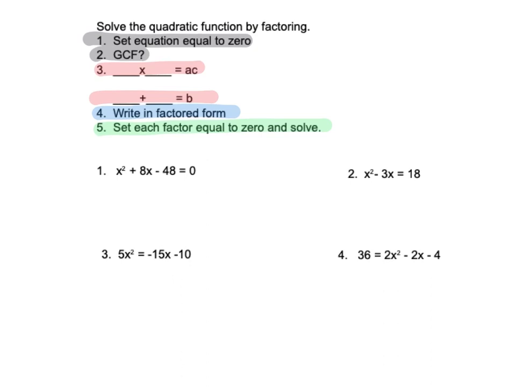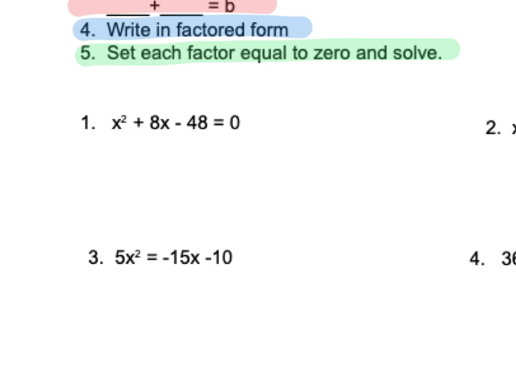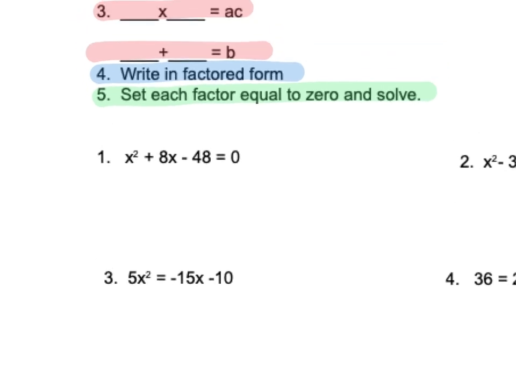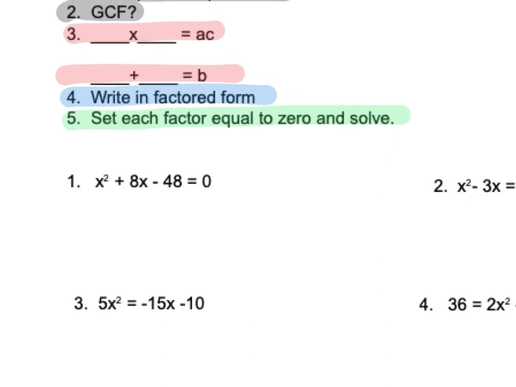So if we look at our steps, set it equal to 0, check, we've already got that done. We look if there's a GCF. Well, the lead coefficient out in front of the x squared is 1, which means there's not going to be a greatest common factor because you can't take anything out of 1 besides 1. So now we want to think about how we are going to factor it. And if you think back, we would always say what times what equals AC. Well, in this case, A is 1, C is negative 48. So what times what equals negative 48? And what plus what equals 8?